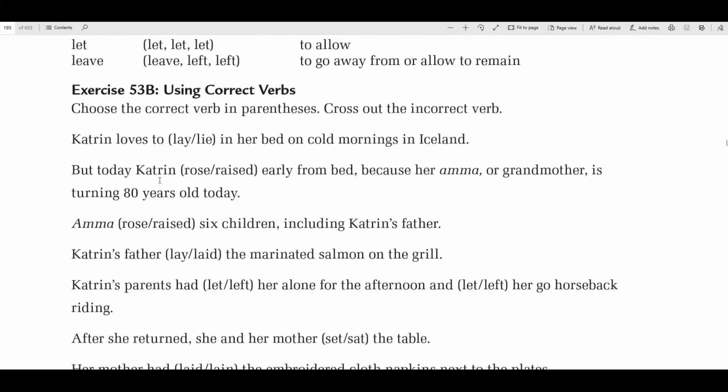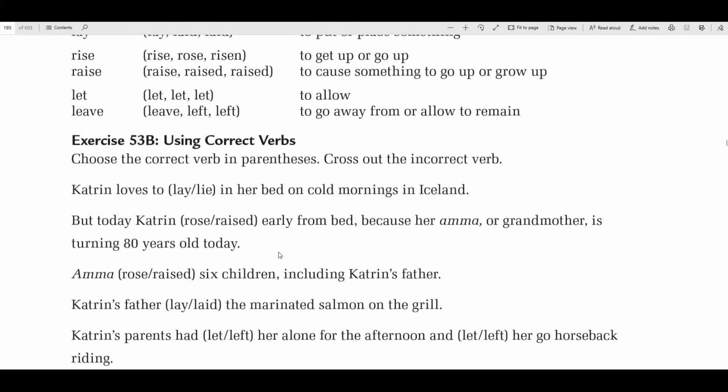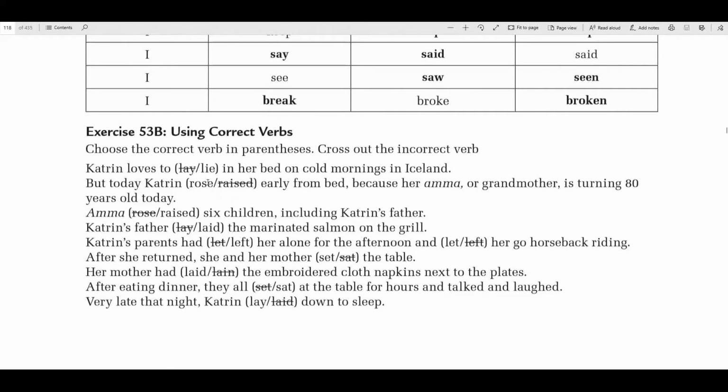Okay. But today, Katrin blank early from bed because her Amma, or grandmother, is turning 80 years old today. Okay, so what would be the correct one? To get up. So it would be herself, her body, and it's today, so it would be rise. No, it's past, I guess. Today, Katrin rose from bed early. It would be rose, because she's already done that. Okay, so it should be rose. Today, Katrin rose early from bed. Yes, rose would be correct.